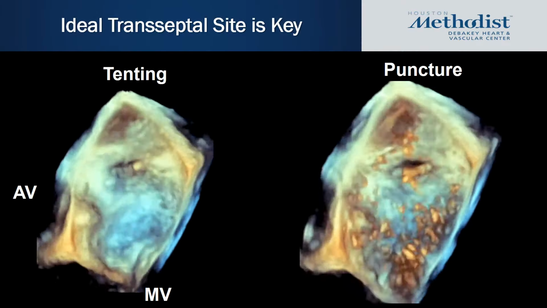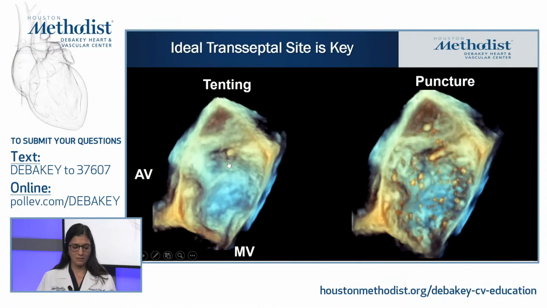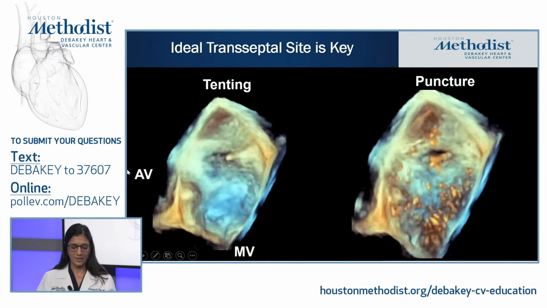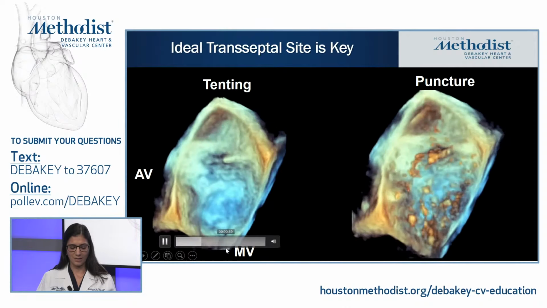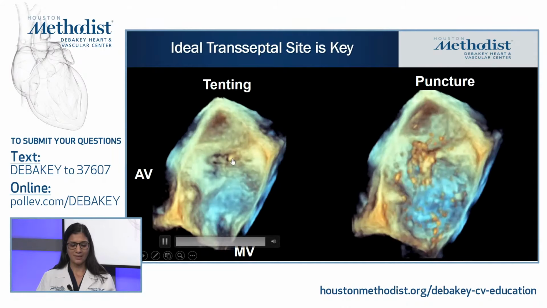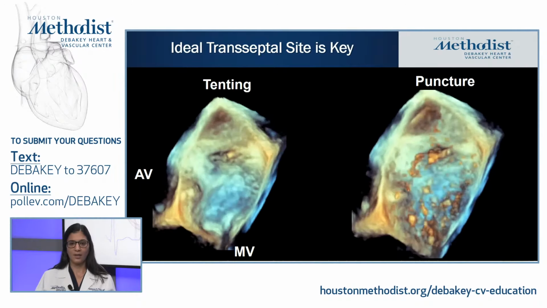The interatrial septum can also be visualized by 3D imaging. This view shows us the fossa ovalis with the needle at about 1 o'clock. The aortic valve is towards the left of the screen, and the annulus is at the 6 o'clock mark. And here you're confirming the tenting at the superior posterior aspect of the fossa ovalis, followed by the transseptal puncture.